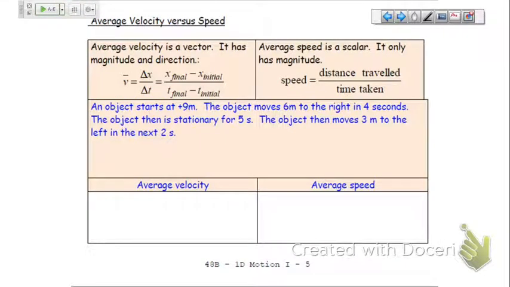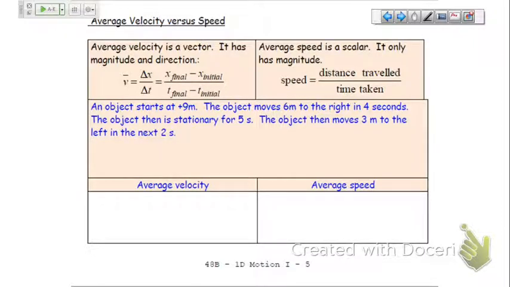Average velocity is a vector. It has a magnitude and a direction. Average speed is a scalar. It only has a magnitude. The speed is the distance traveled divided by the time taken. And the average velocity, it's got a little bar on top of it. It's not like balanced, it's average. The average velocity is my displacement over my change in time, which equals my final position minus my initial position over my final time minus my initial time.